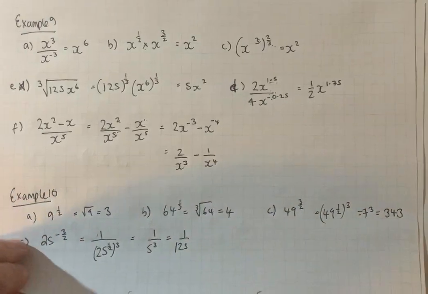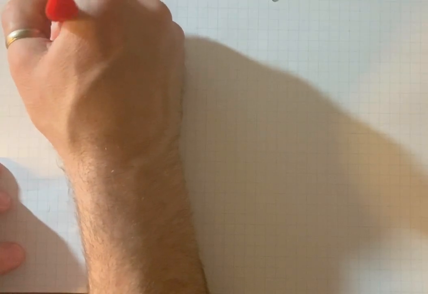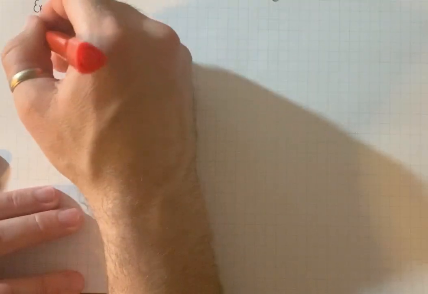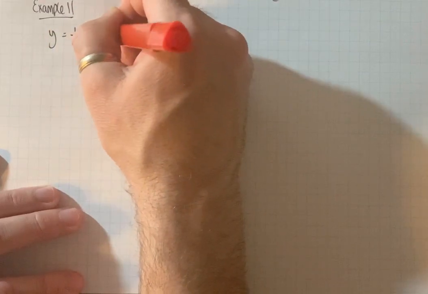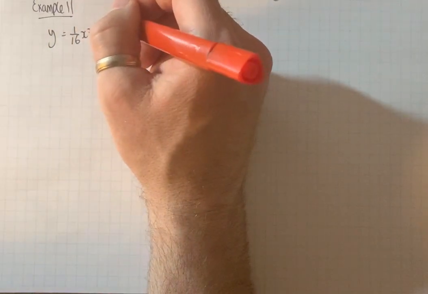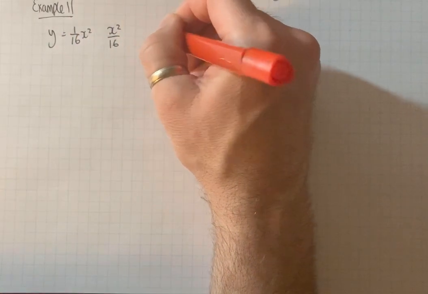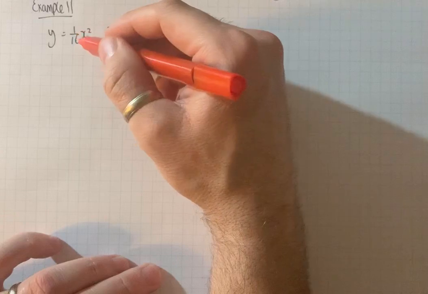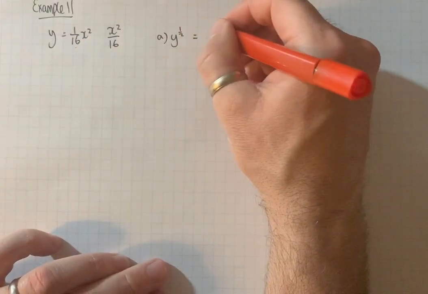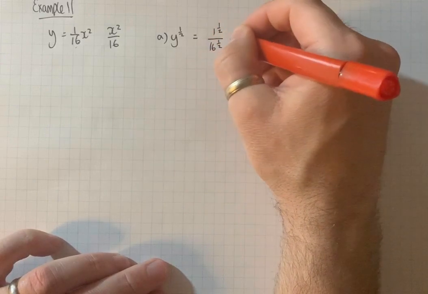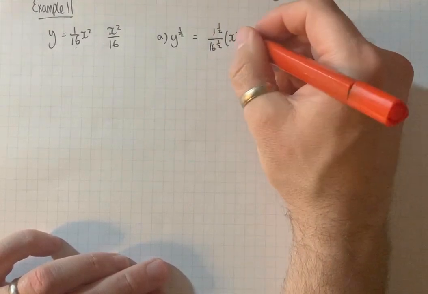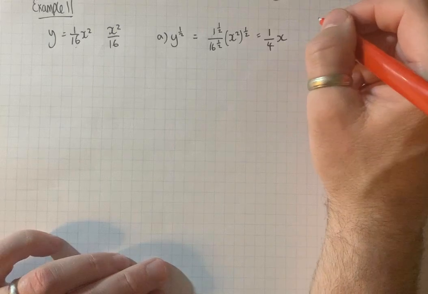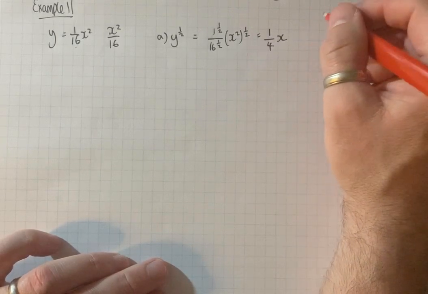And to example 11. So y equals 1/16 x squared, which you can think of as x squared over 16. Either of these is fine. We need to work out what y to the half is. So effectively we've got to square root every element of this. So it's going to be 1 to the half, 16 to the half, x squared to the half. Well, square root of 1 is 1, square root of 16 is 4, times the powers together, 2 times a half is 1. So it's just a quarter x, or x over 4, same thing.